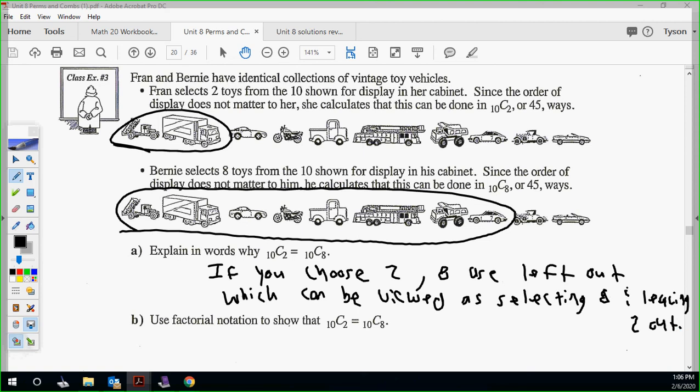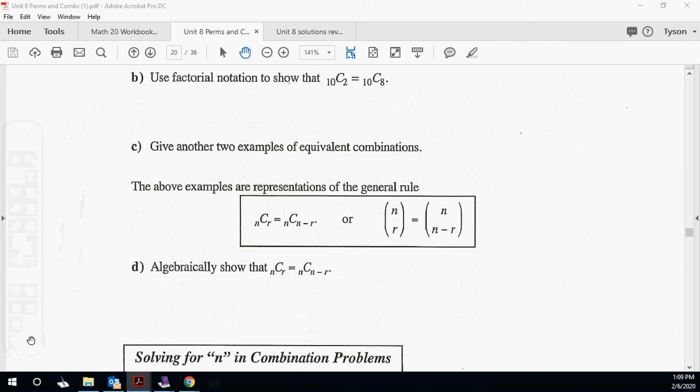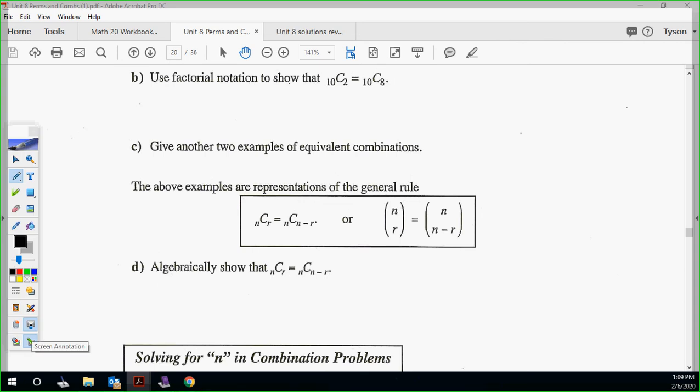Okay, so then for B, let's just do the factorial part here, show what it looks like. So for B, we have 10C2 and factorial notation is 10 factorial over 8 factorial 2 factorial. And then you'll see that 10C8 is 10 factorial over 2 factorial 8 factorial. See, it's the same thing. The bottom just got switched order. 2 factorial times 8 factorial is the same. Okay, and they both get you 45.